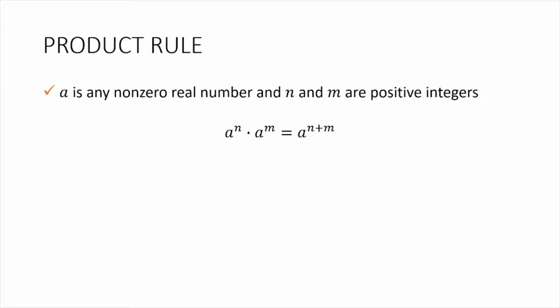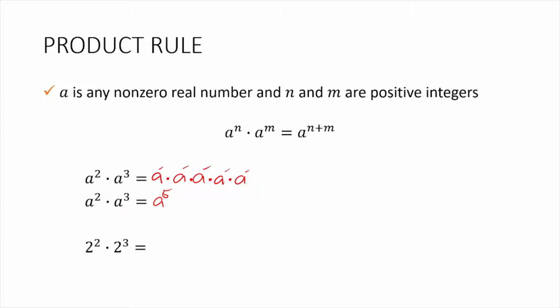For example, we have here a squared multiplied by a cubed. This is basically a raised to the power of 2 plus 3, so that's a raised to 5. But what actually happens is that if we just consider the first factor, that would be 2 a's as factors, so a times a, and then we multiply this by another 3 a's, so a times a times a. Then we just count the total number of a's: 1, 2, 3, 4, 5, and that would be a raised to 5. So again, essentially, you just copy the base and then take the sum of the exponents.